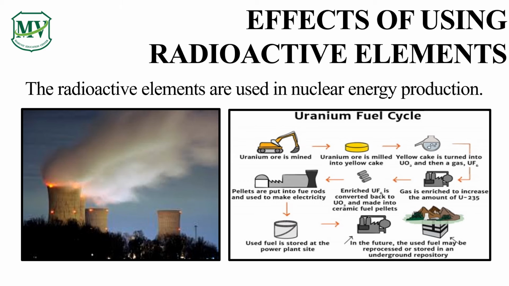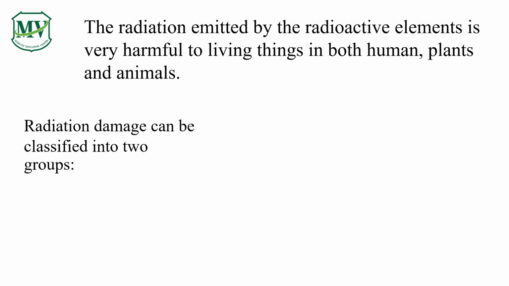Radioactive elements are used in nuclear energy production. Do you know what is the fuel most widely used to produce nuclear energy? Wonderful! Uranium is the fuel most widely used to produce nuclear energy. Do you know that the radiation emitted by the radioactive element is very harmful to living things? Exactly. The radiation emitted by the radioactive elements is very harmful to living things like humans, plants, and animals.